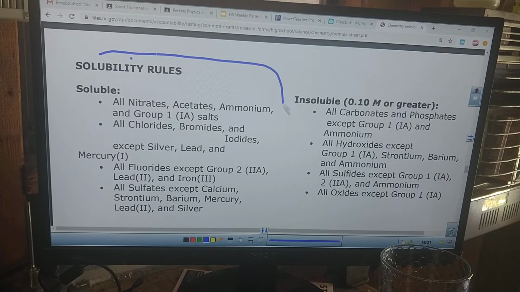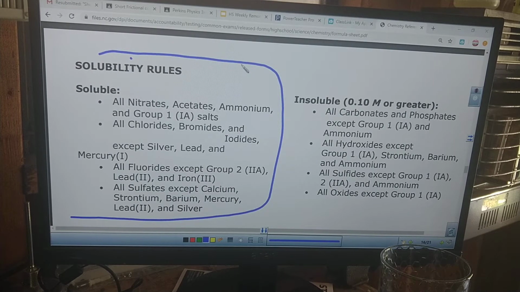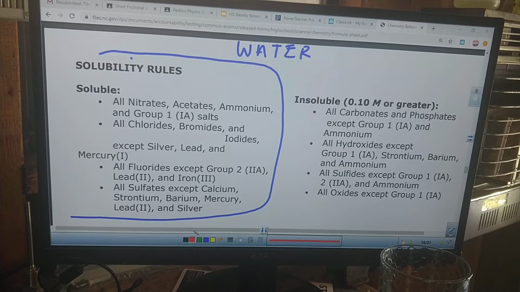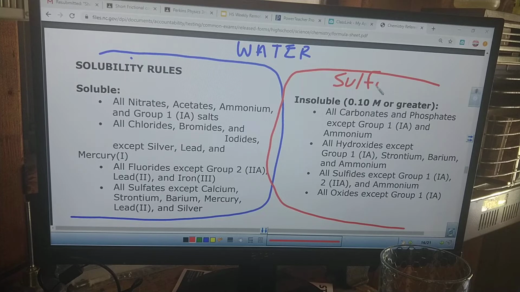These things over here, if you put them in water, and remember we're talking about water, they're going to disappear. They're going to dissolve. All right? These things over here in red will not dissolve. So sulfur would be over here, and table salt will be over here. But it's a little trickier than that. The reason it's trickier than that is there are some double negatives. That's right. If you look at your charts, there are some double negatives.